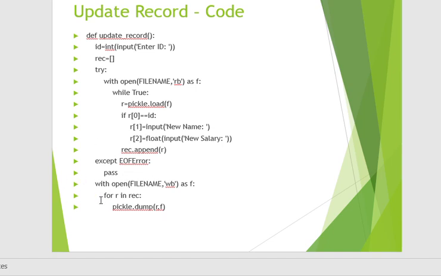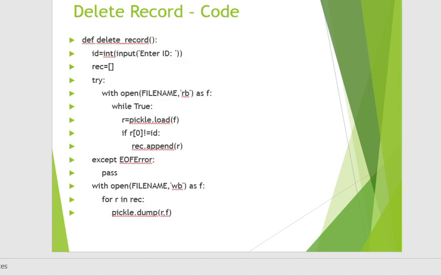After this we will be writing, because we have updated the record. How to write all the records? We are again opening the file in write mode, and then we are using one for loop for the number of records as long as records exist, and then we will dump all the values, r and f. Now r is a record which we have read, and we are putting it in the file, so that's what r and f are.